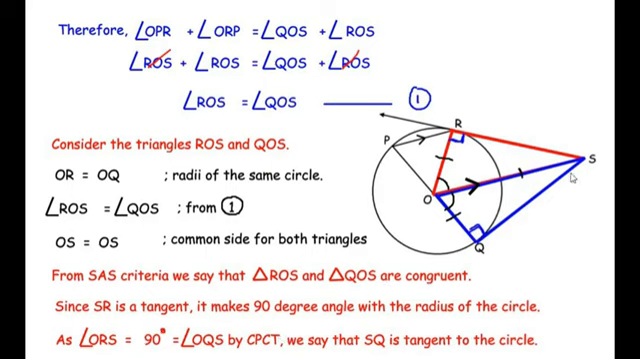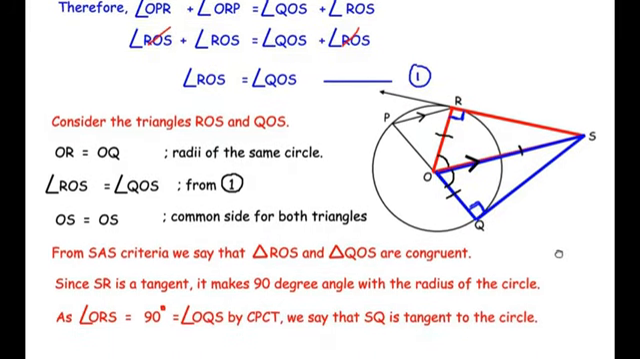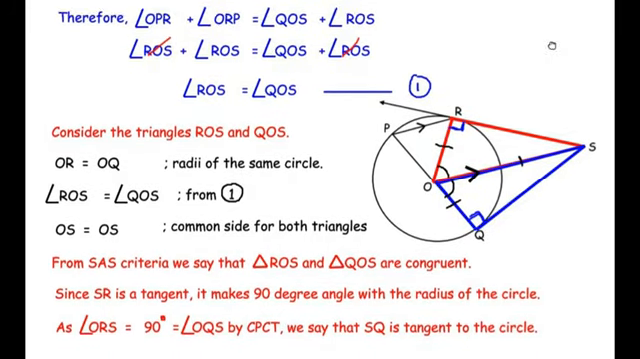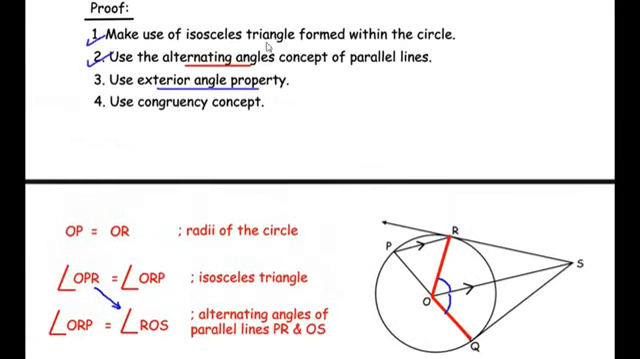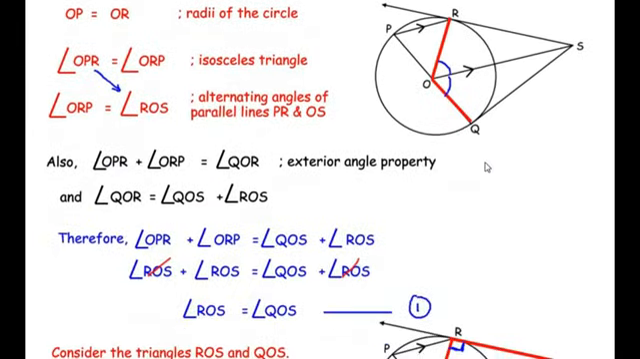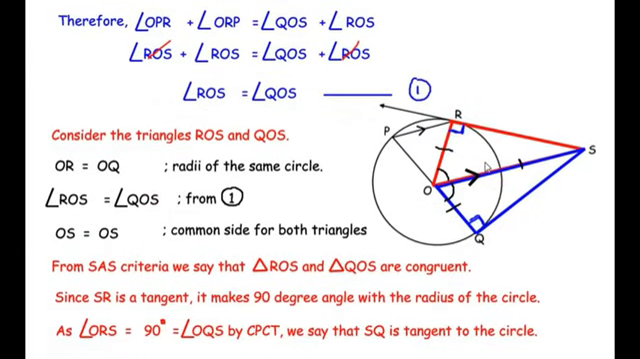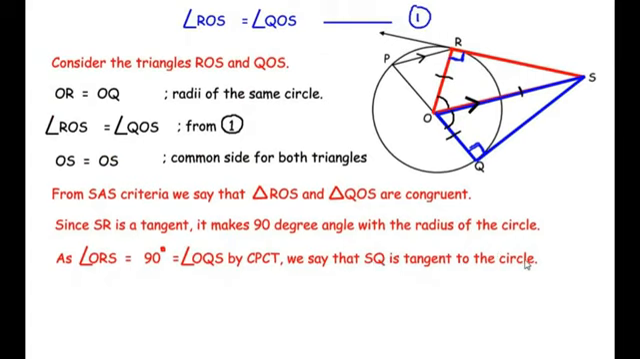So we can say that SQ is a tangent to the circle, because a tangent makes a 90-degree angle with the radius of any given circle. So this proves that SQ is a tangent. So we made use of four concepts over here, that is isosceles triangle, alternating angles, exterior angle property and congruency of the triangles. And we proved that SQ is a tangent to the given circle. So this concludes the given question.